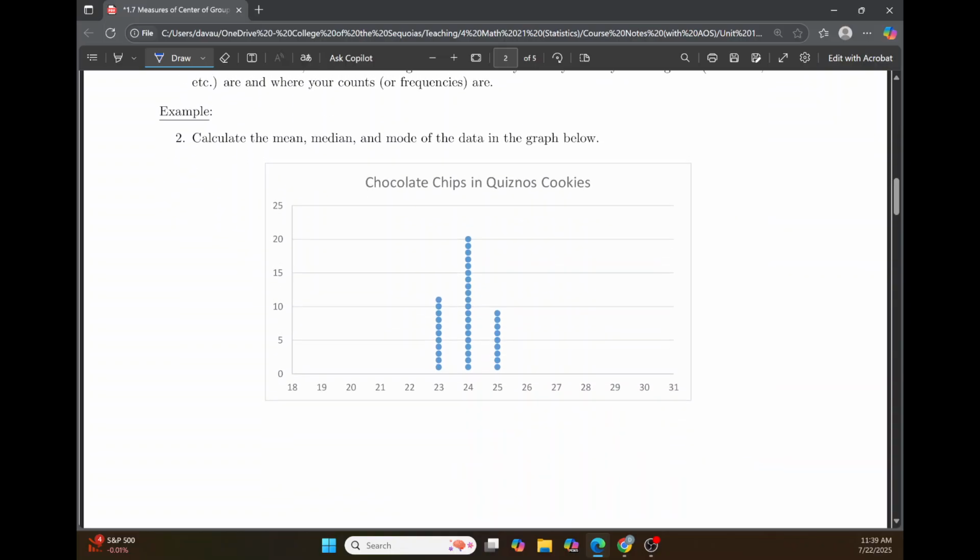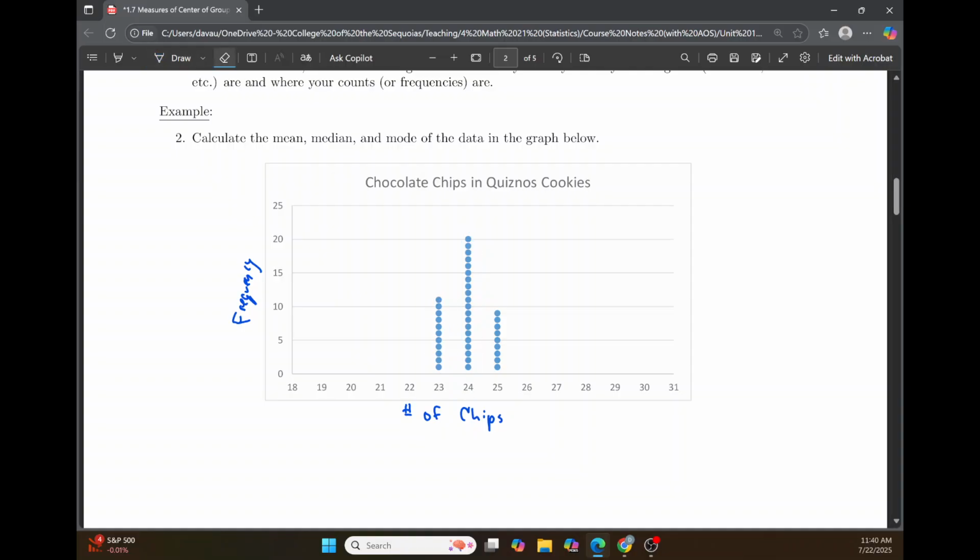So in this example, we're asked to calculate the mean, median, and mode of the data in the graph below. And this data is supposed to represent the number of chocolate chips in Quiznos cookies. So on the x-axis, I guess we have number of chips. And then on the y-axis, as usual, we have the frequency, or you could also call it the number of cookies. So, for example, it looks like 11 cookies had 23 chocolate chips in them, right? And there were 20 cookies that had 24 chocolate chips in them, and so forth.